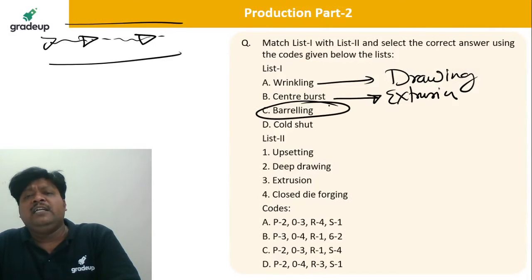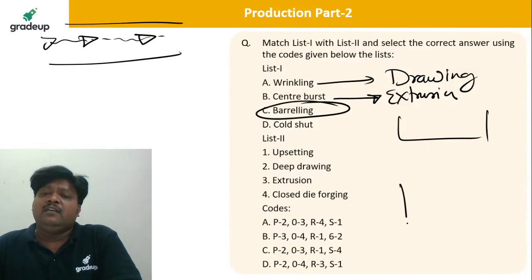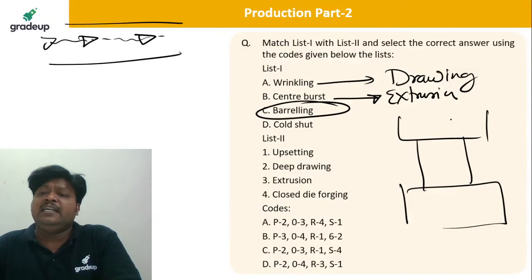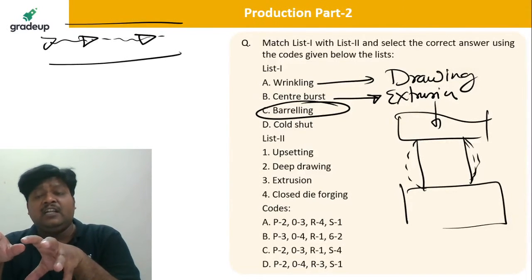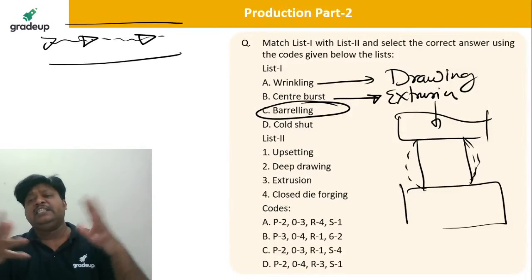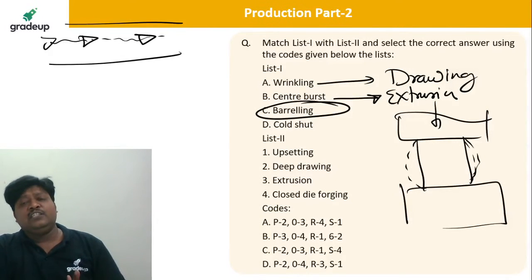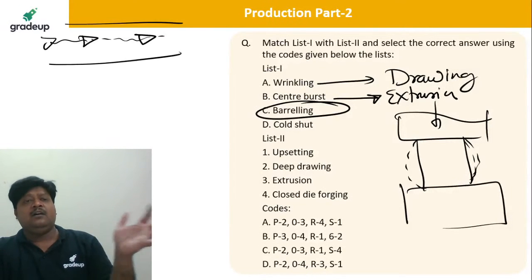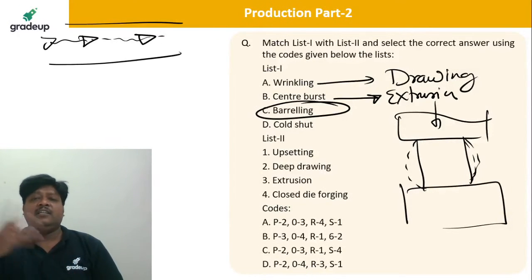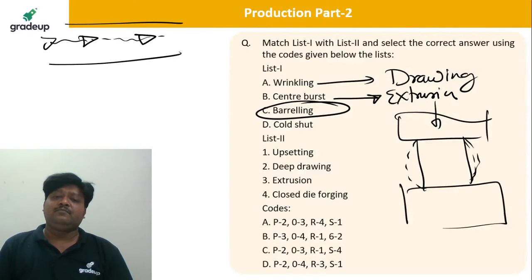Barreling, you know very well, is the bulging of material. When insufficient lubrication is there in the forging operation, the diameter is going to be like this. As you know, there is a sticking friction model and a sliding friction model. For the analysis of forging, initially the sticking condition is going to exist, so the diameter gets somewhat bulged at the center. It is a forging defect.